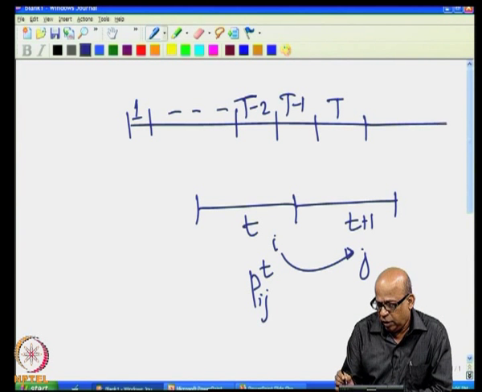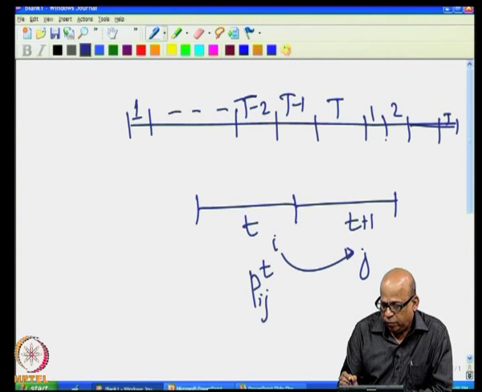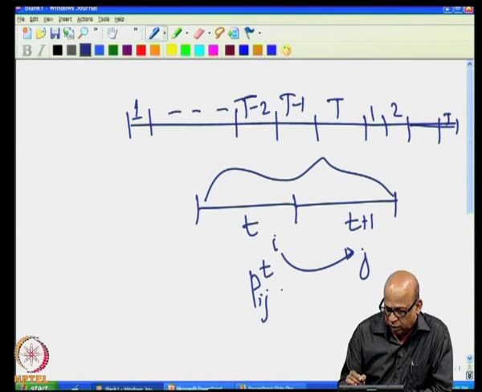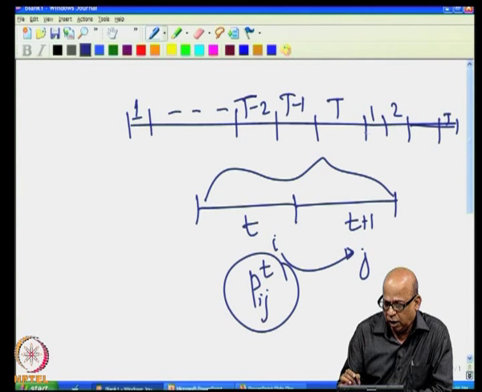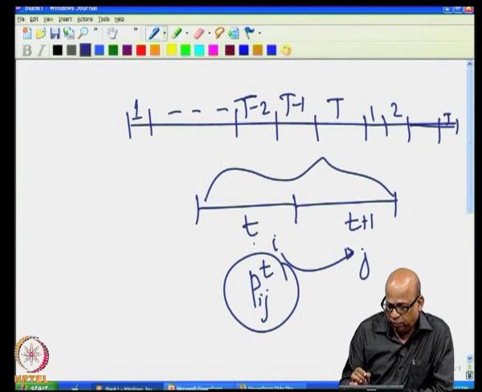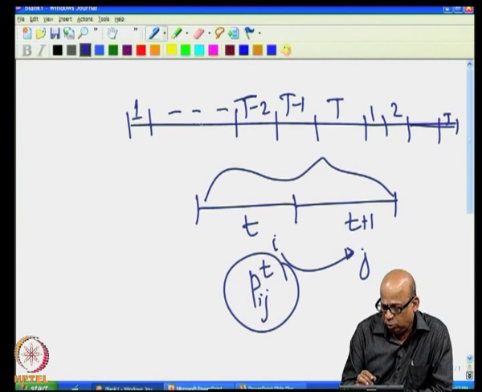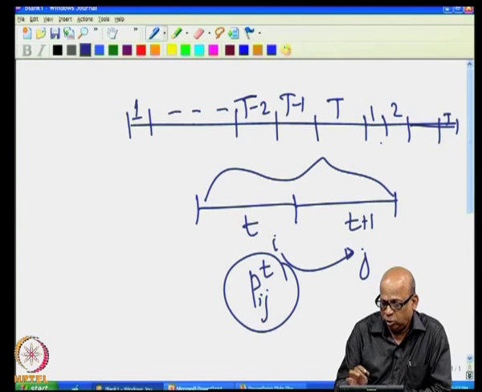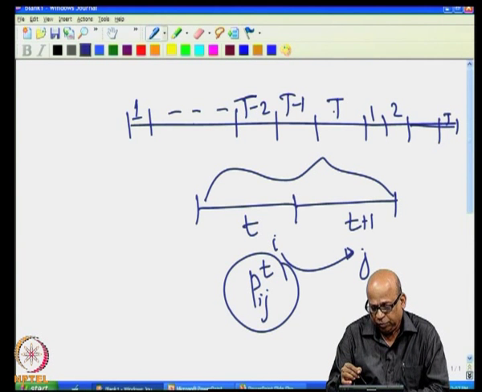Now, when we come to the next year, we start with t is equal to 1, t is equal to 2, etc., up to capital T. For any given combination of t and t plus 1, that is, two adjacent time periods, the transition probabilities remain the same across years. Let us say from period number 2 to 3, we have defined the transition probabilities. From 2 to 3, the transition probabilities remain the same next year also, and so on. So, across the years, the transition probabilities remain constant.